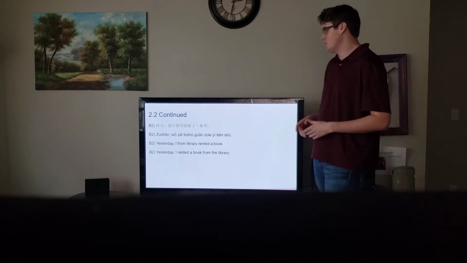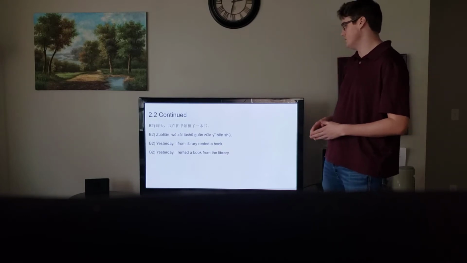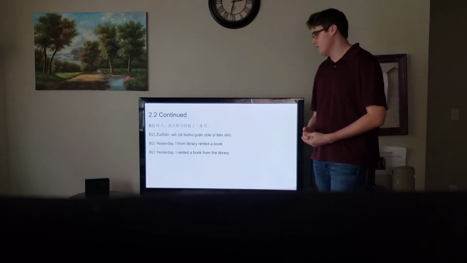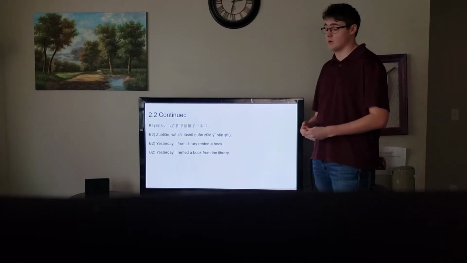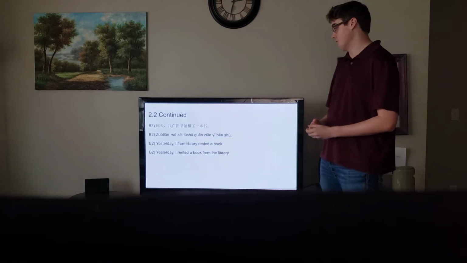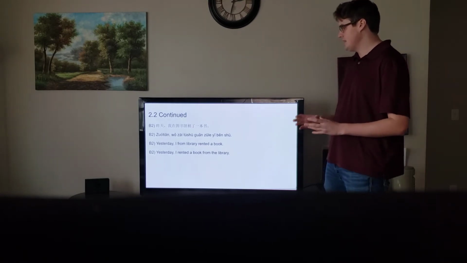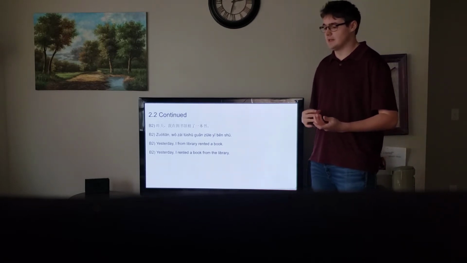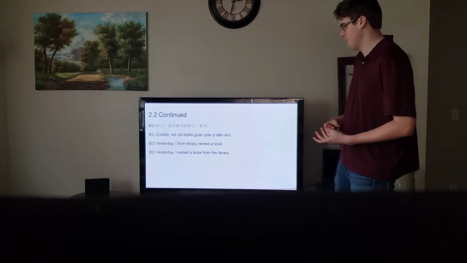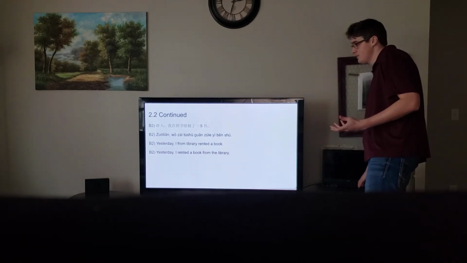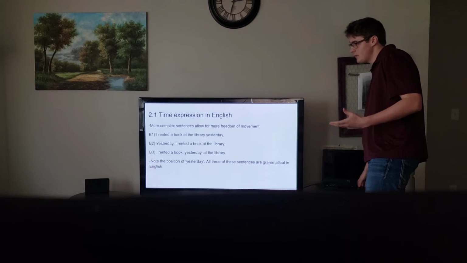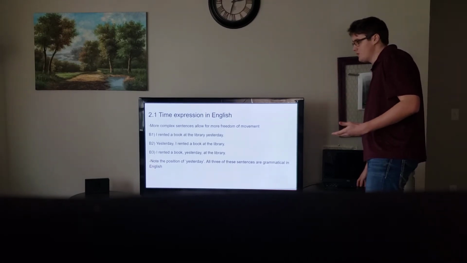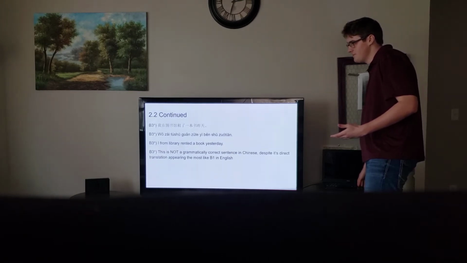So if we move on to the second sentence, 昨天我在图书馆租了一本书. Yesterday, I, from library, rented a book. Or, yesterday, I rented a book from the library. Again, we can see that the sentence doesn't exactly match up to its direct translation counterpart B2 for English, yet they still represent similar phrasing and also similar understanding of the meaning.